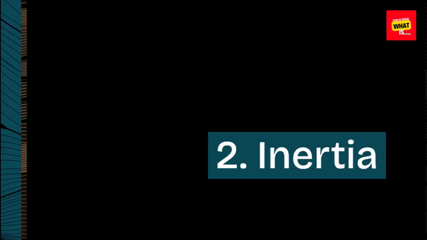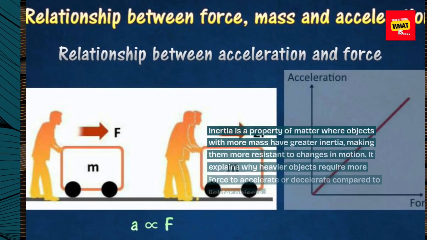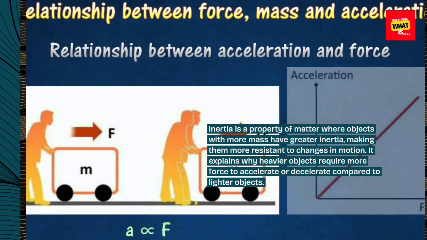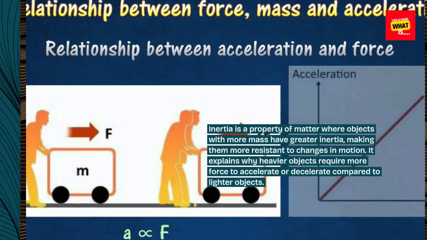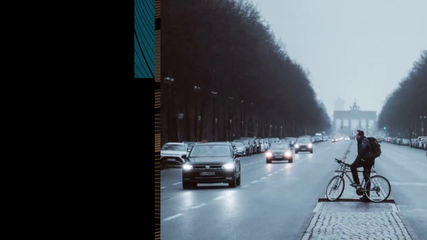2. Inertia. Inertia is a property of matter where objects with more mass have greater inertia, making them more resistant to changes in motion. It explains why heavier objects require more force to accelerate or decelerate compared to lighter objects.